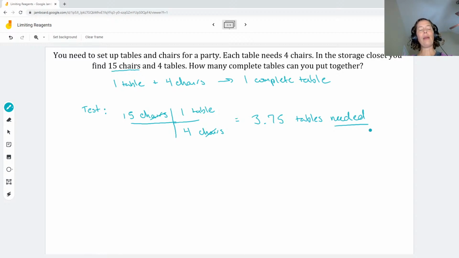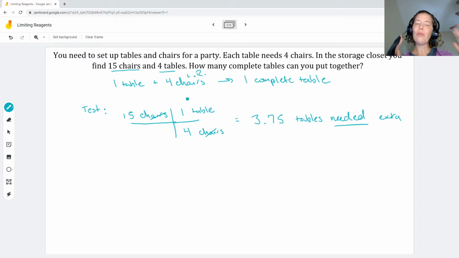That's how many tables I need. Now, how many tables do I actually have? How many are in the storage closet? There are 4 tables in the storage closet. So I have extra tables. So my tables are in excess. If my tables are in excess, it means my chairs are my limiting reagent. So I just write LR up there to say that my chairs are my limiting reagent in this problem.